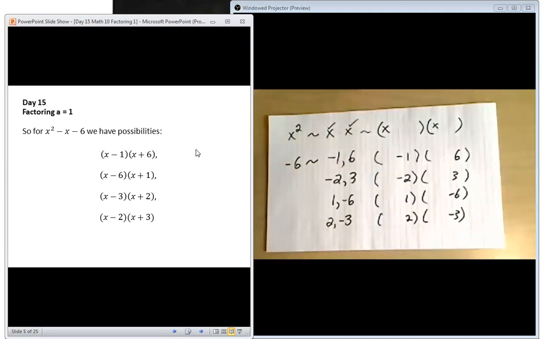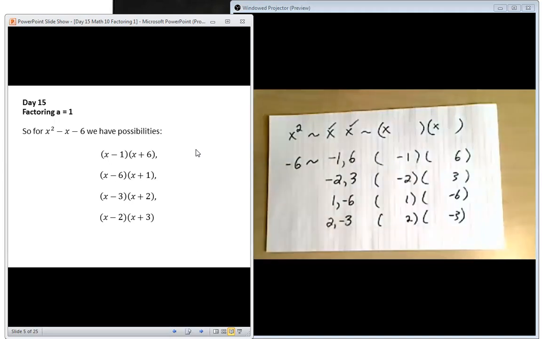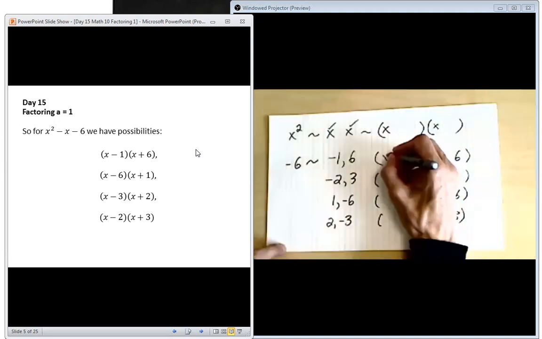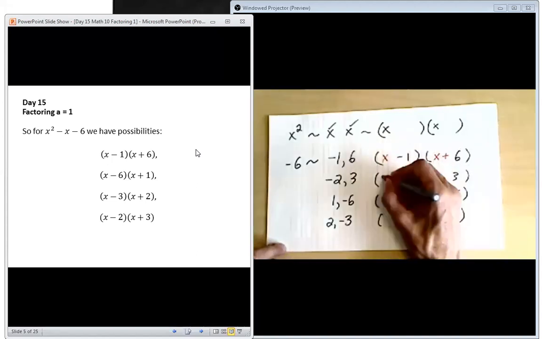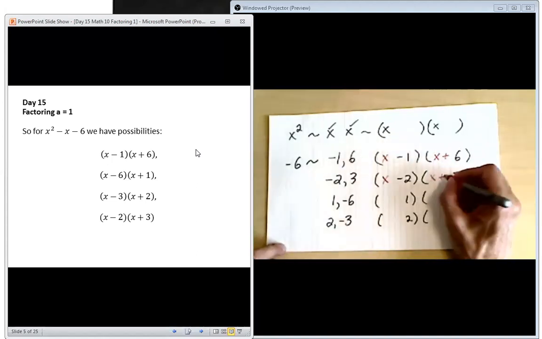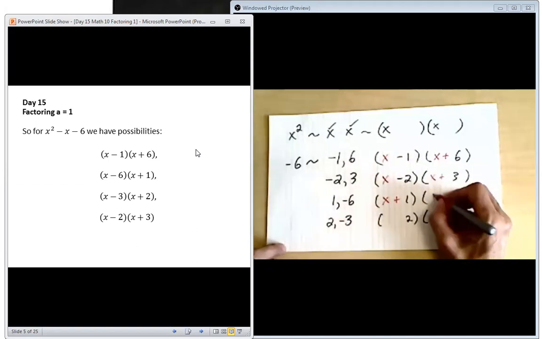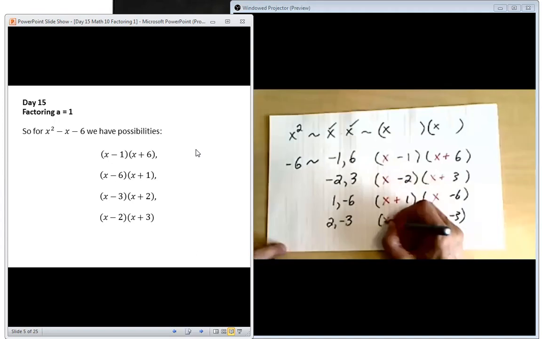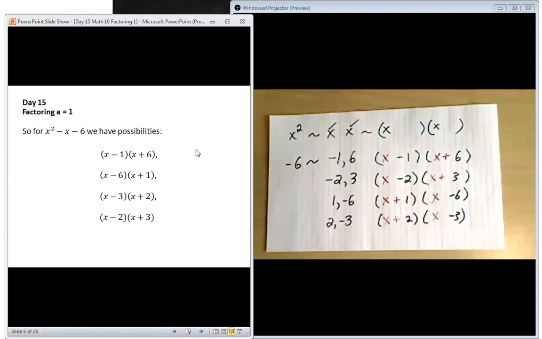The first term has to be x. The second one are all these numbers. So we've got x - 1. We've got x + 6 there. See? And then all we do is a quick multiplication for each of these. So do the rainbow, see what you get.